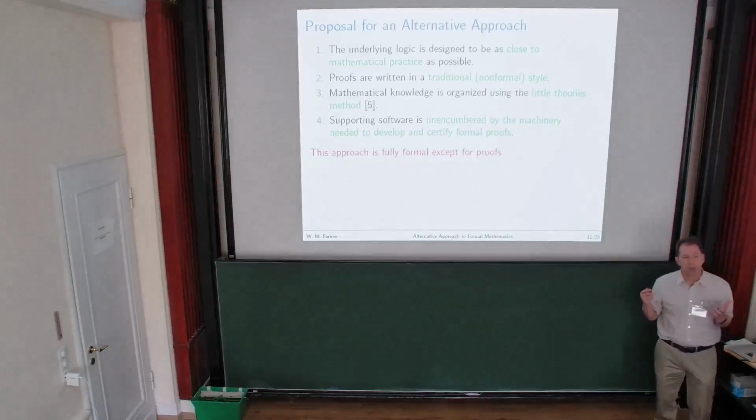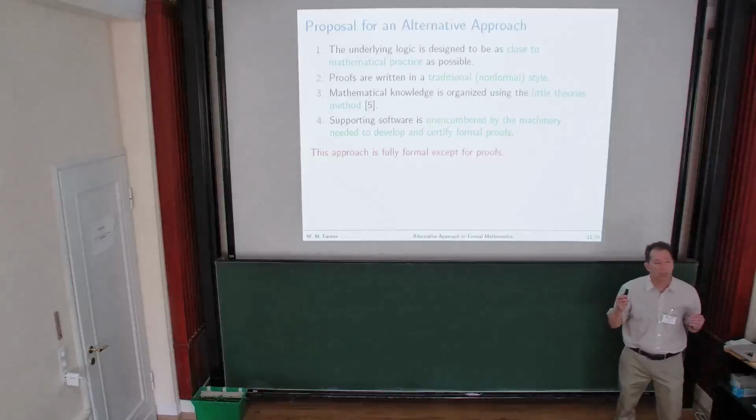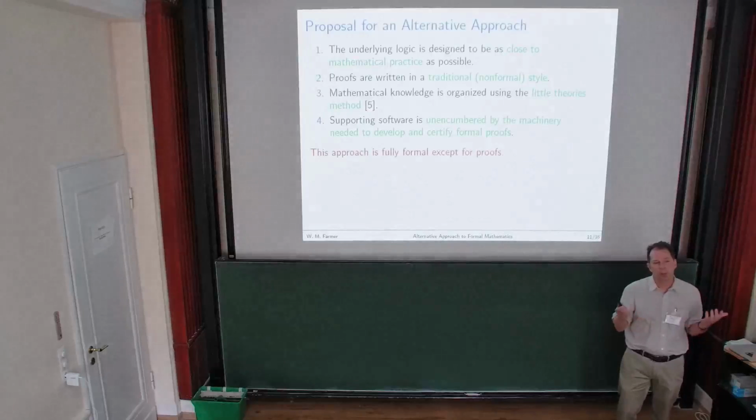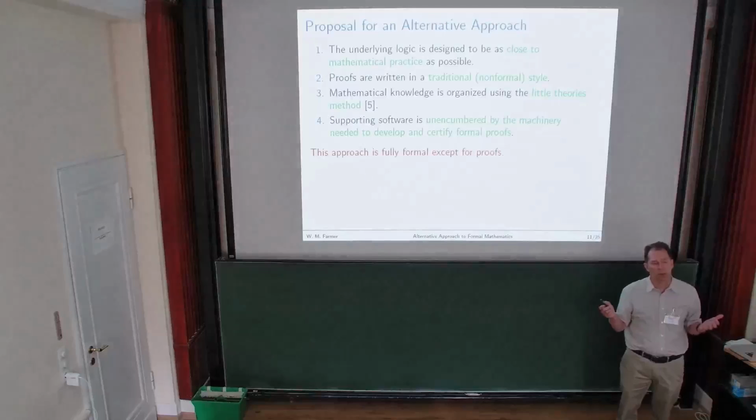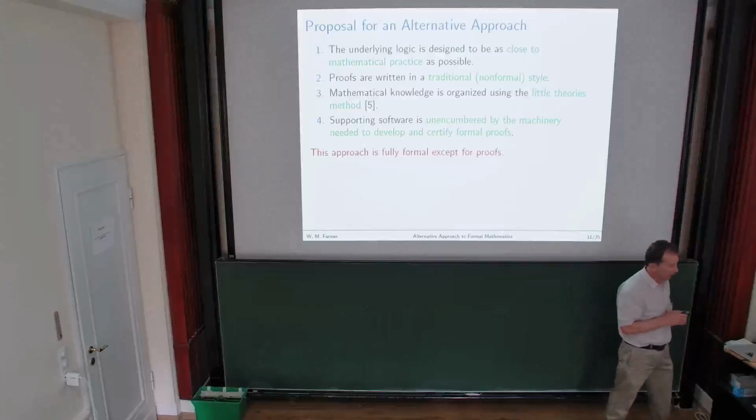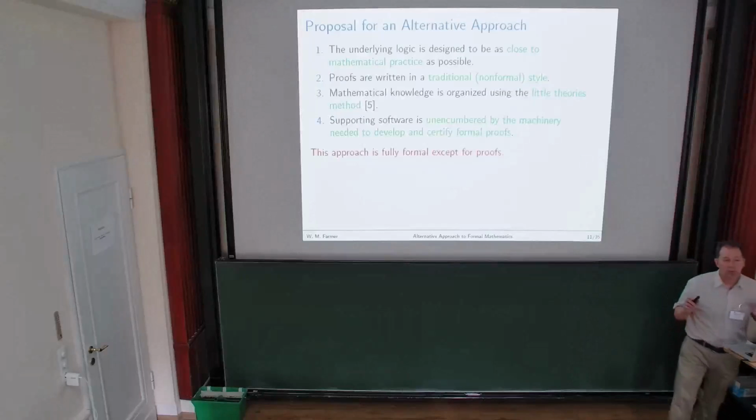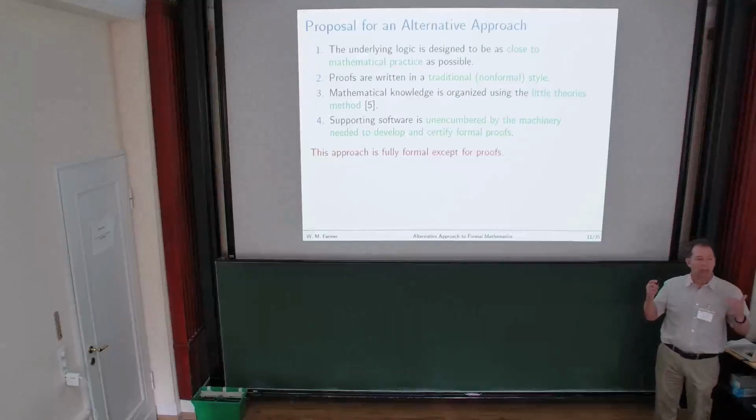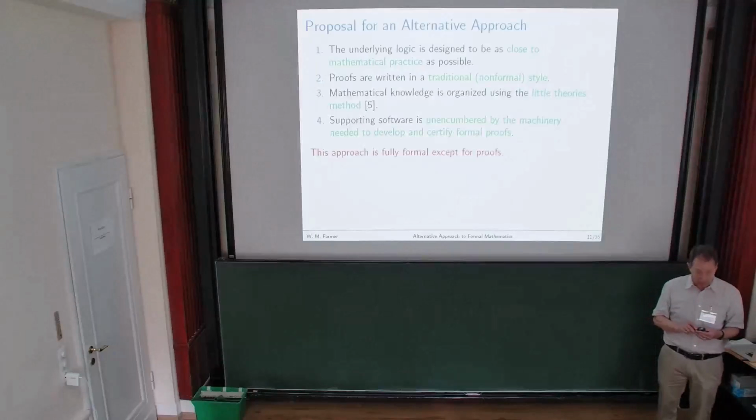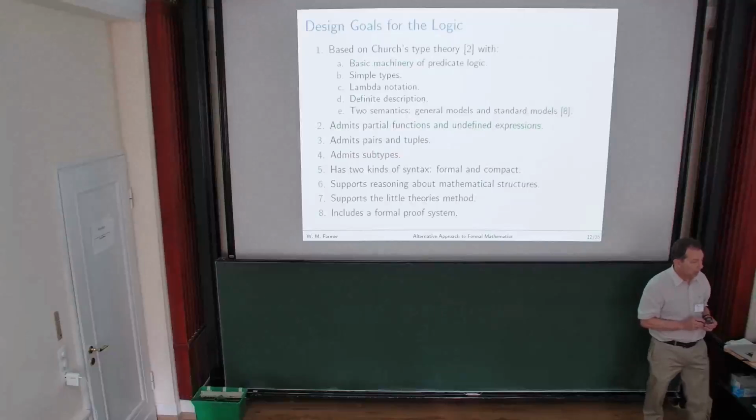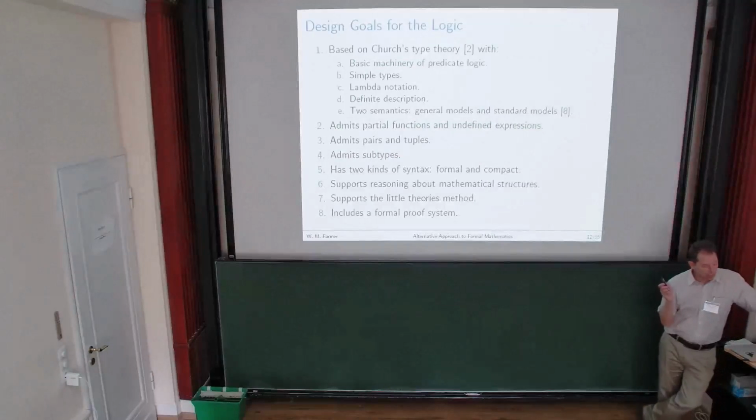And finally, software should be unencumbered by the need to do formal proofs. If you take a proof assistant, whatever it's doing, and you say, well, we don't have to worry about formal proofs anymore, you can easily imagine the system is going to be simpler to design and implement and use. So this approach basically calls for doing everything formally except for the proofs. Okay, so here are the design goals I have for the logic.